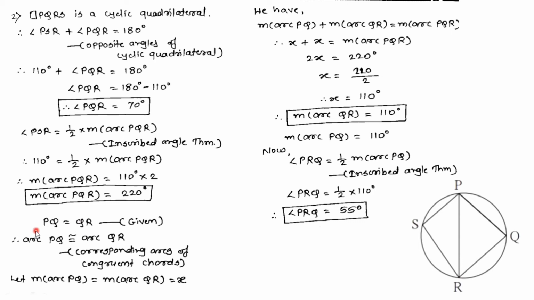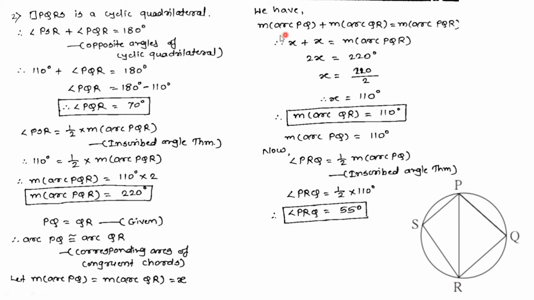For the third one, we have PQ is equal to QR, which is given. PQ is congruent to QR, that's given. As these are two chords of a circle, the corresponding arcs of these chords are also congruent. That is, arc PQ is congruent to arc QR, as these are corresponding arcs of congruent chords. That's why we have written here arc PQ is congruent to arc QR.